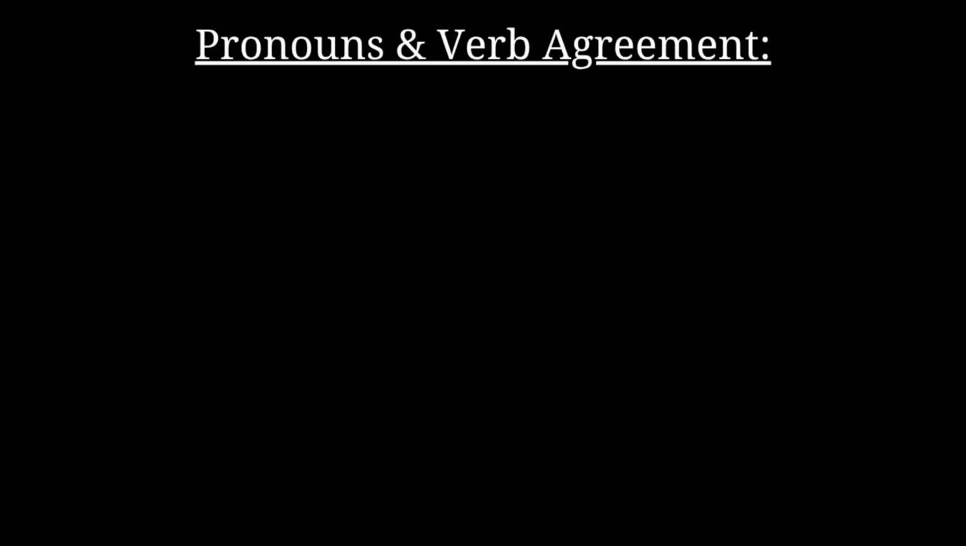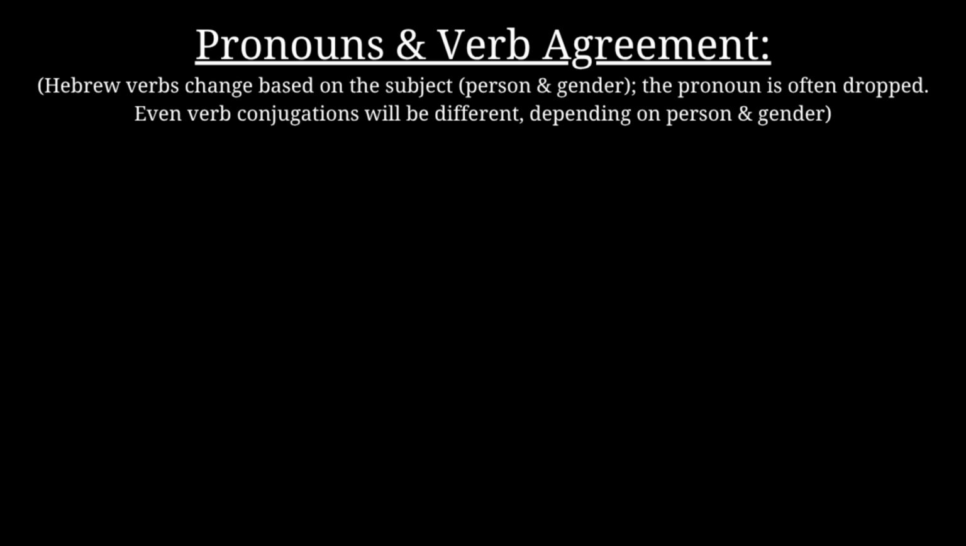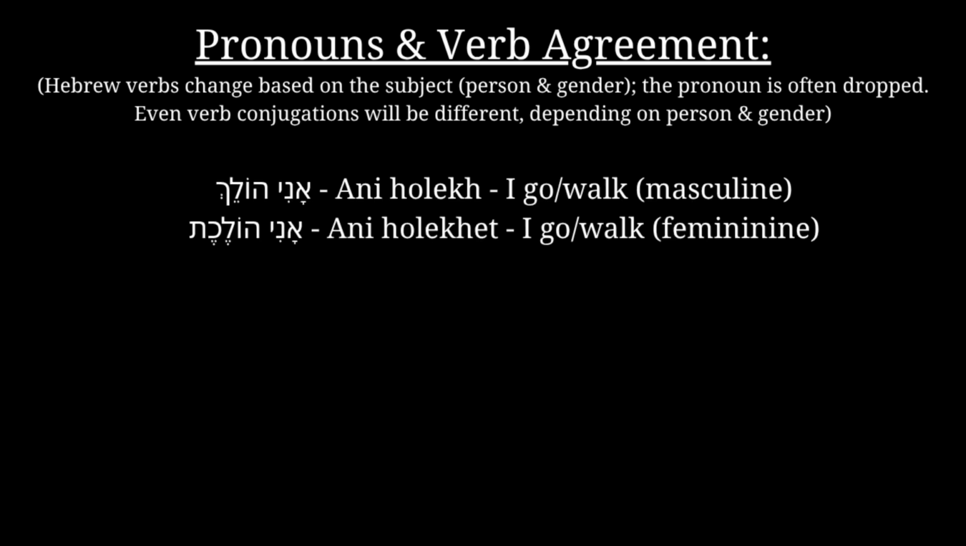Moreover, it's important to consider pronouns and verb agreement in Hebrew. Hebrew verbs can change based on the subject, considering person and gender, and so the pronoun is often dropped. This means that when it comes to verbs, their conjugations will be different, depending on the person and gender. Although verb conjugation will be shown later, let's have some quick examples. Ani holech. I go, I walk, masculine. Ani holechet. I go, I walk, feminine.